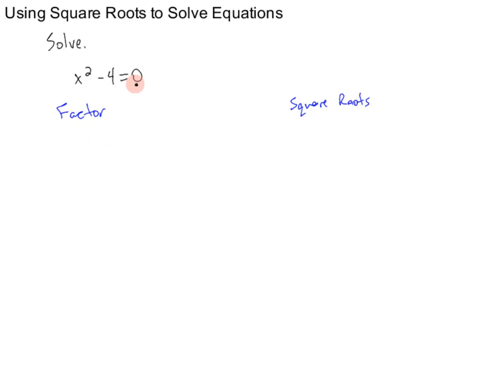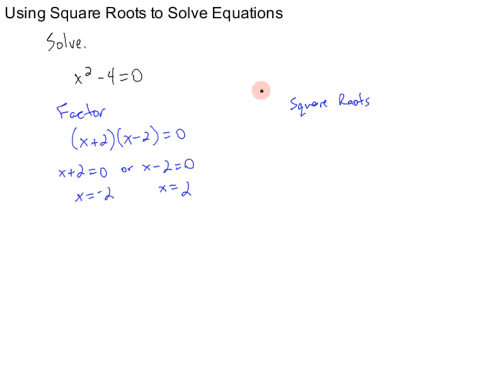For factoring, you need a 0 on the right hand side. So x squared minus 4 is x plus 2 times x minus 2. And now you can say that x plus 2 has to be 0, or x minus 2 has to be 0. So x equals negative 2, or x equals positive 2. Okay, so there are two solutions to this equation. Now how do you do it using square roots?